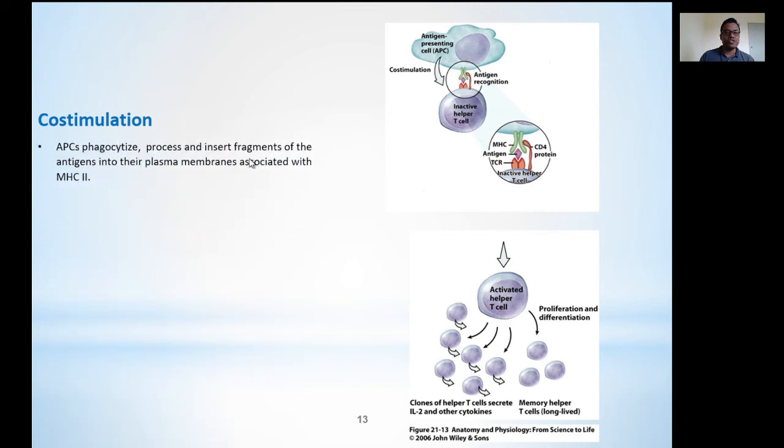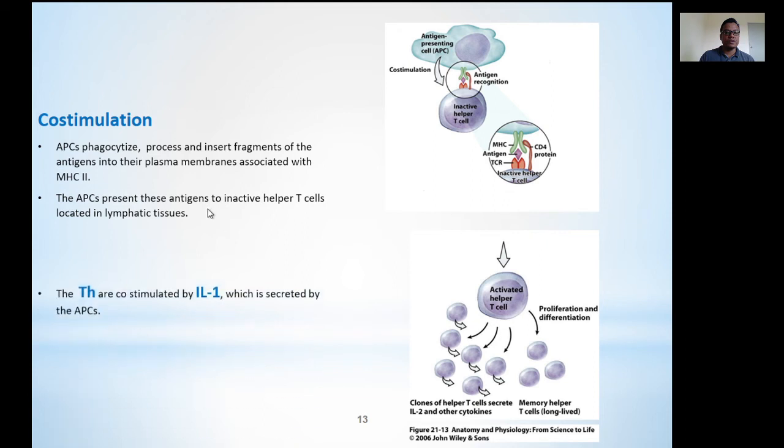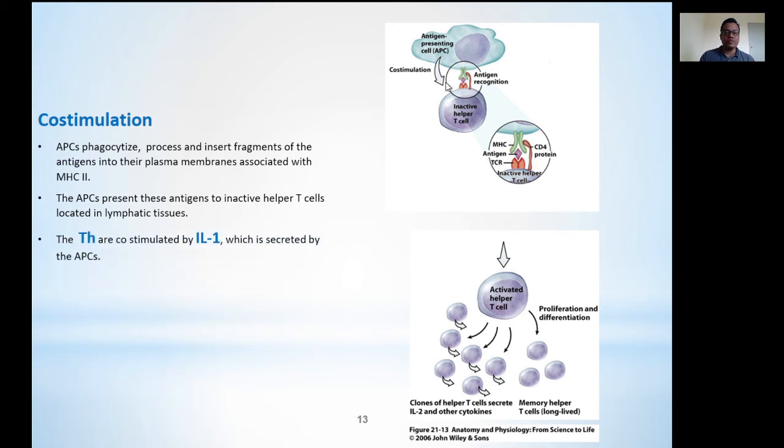APCs process the antigen and then put the processed antigen on their MHC class 2 here, and then after presentation, the T helper will convert from being inactive to an activated form of T helper cells. The T helper is also stimulated by interleukin 1, which is secreted by the APCs. So this interleukin 1 is a type of cytokine.